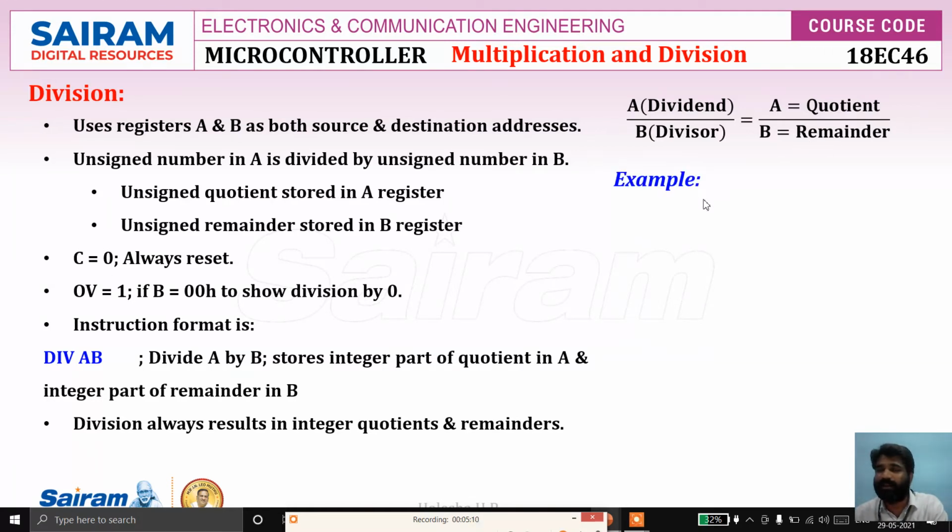If you consider an example, 213 divided by 17 in decimal, you are expecting the quotient 12 and remainder 9.